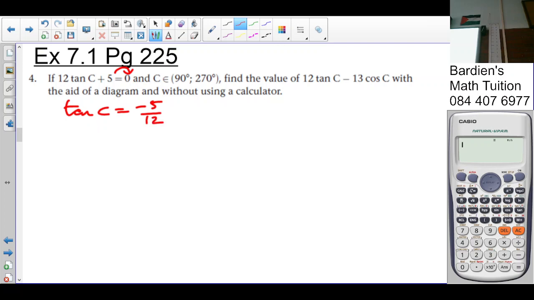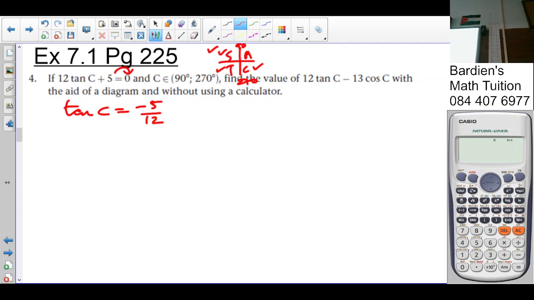So what does that tell us? That tells us that tan is negative. In which quadrant is tan negative? 2 and 4. Okay. Then we are told that c is an element of 90 to 270. So that means that angle C lies anywhere between 90, which is on top, and 270, which is at the bottom. So 90 to 270 is quadrants 2 and 3. Can you see that? You understand?